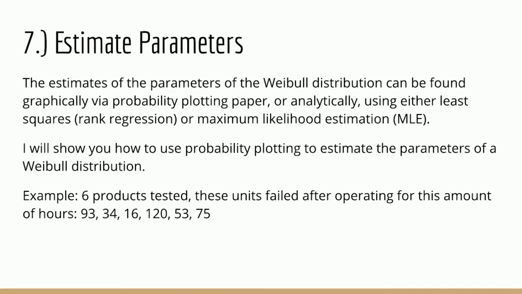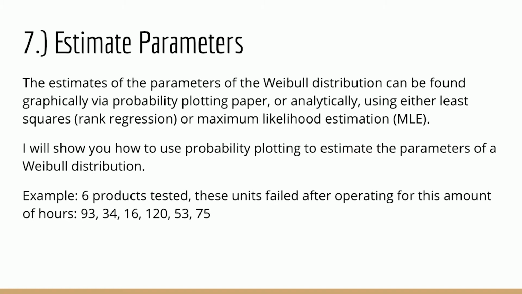There are two main ways to find the estimates of the parameters of a Weibull distribution. The first way is graphically, by drawing it out onto a probability plotting paper, and the second way is analytically, by using least squares / rank regression equations, or by using maximum likelihood estimation. For this next example, I will show you how to find the estimates of the parameters using the first method, by graphing it onto probability plotting paper. I will walk you through all the steps you need to find the shape, scale, and location parameters.